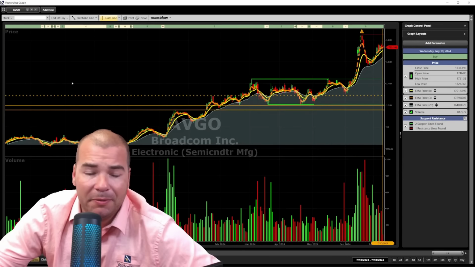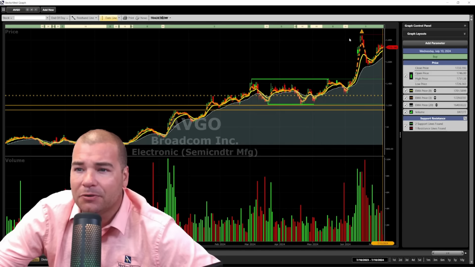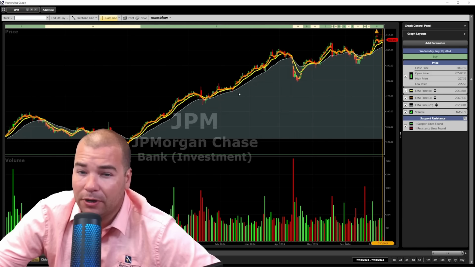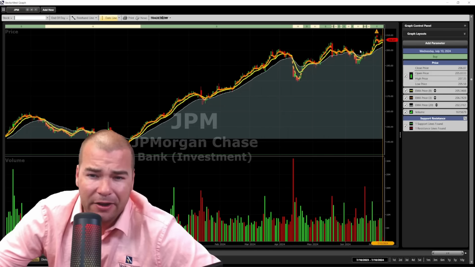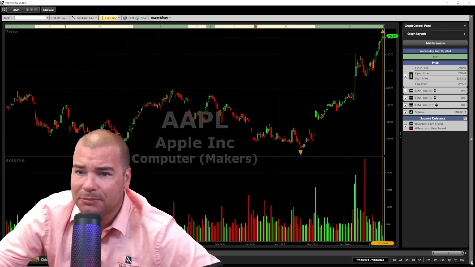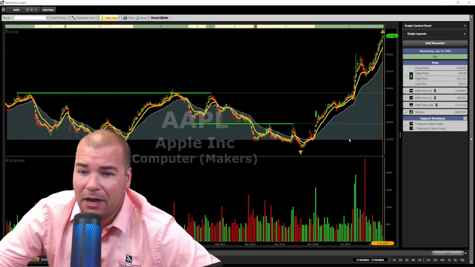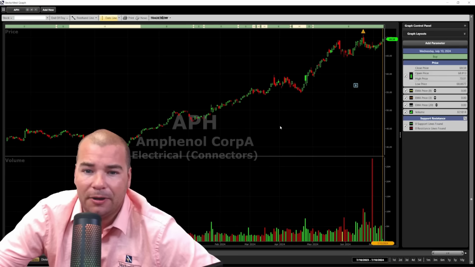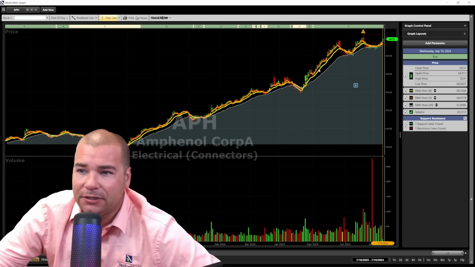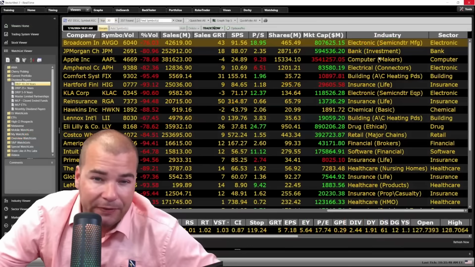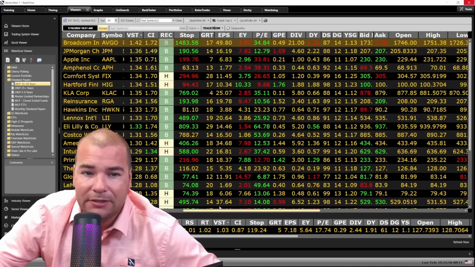Starting with Broadcom, beautiful chart here, nice lower left to upper right, buy ratings across the board, all the moving averages in our favor, so this position looks really good. JP Morgan also, phenomenal chart here, lower left to upper right, moving averages in our favor, still showing momentum to the upside. As you can see here, with all these stocks, we've got Apple on a run lately, 230 right now, continuing to climb. APH, also a nice smooth chart here, up again today at 69.58. So you can see we found some great stocks right out of the gate utilizing the VectorVest 7 software.